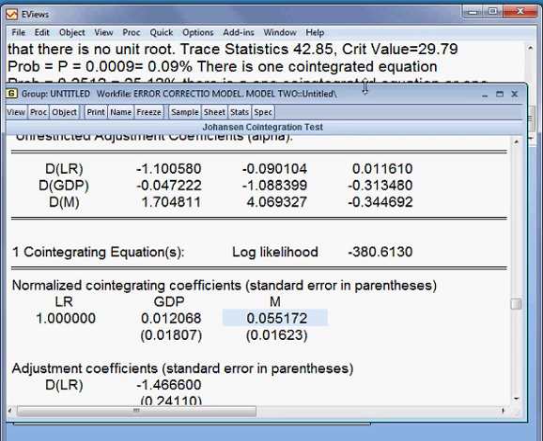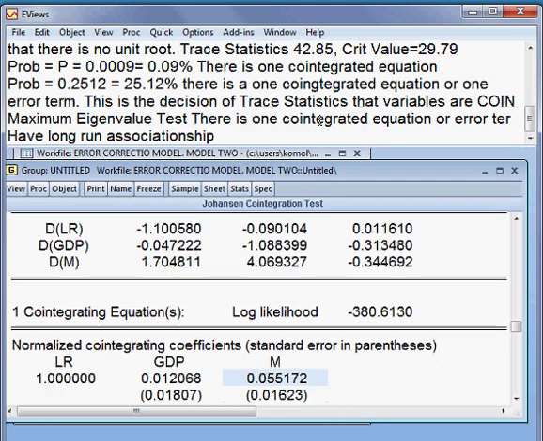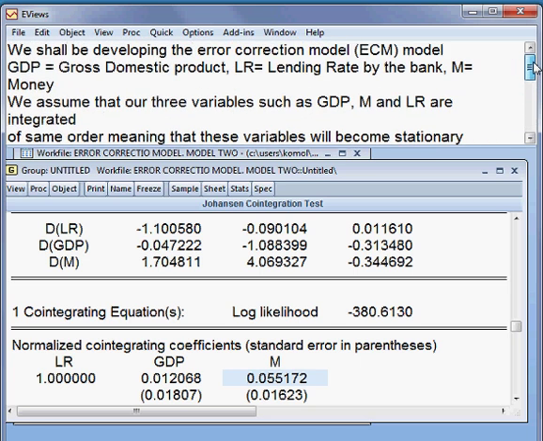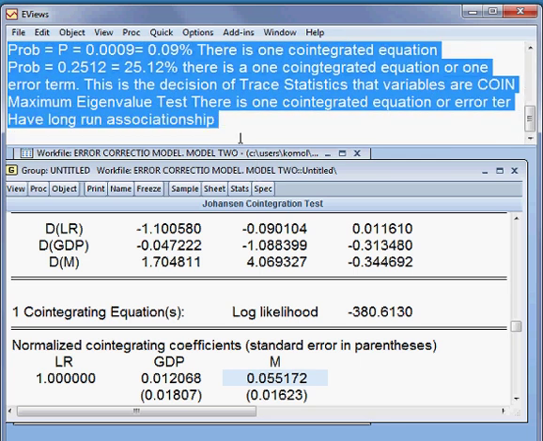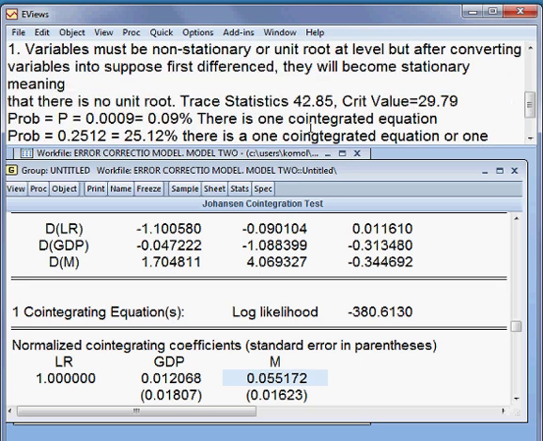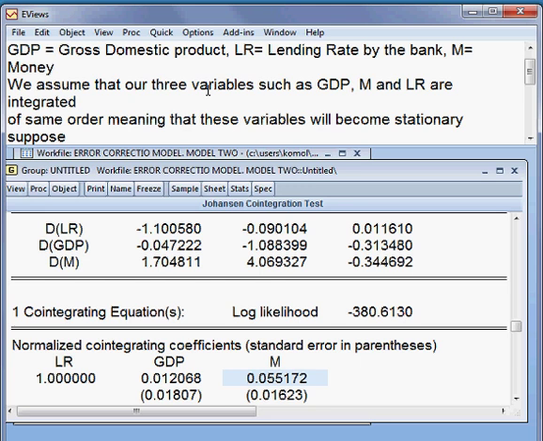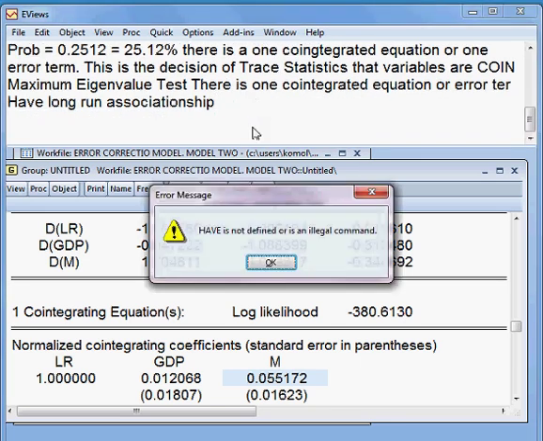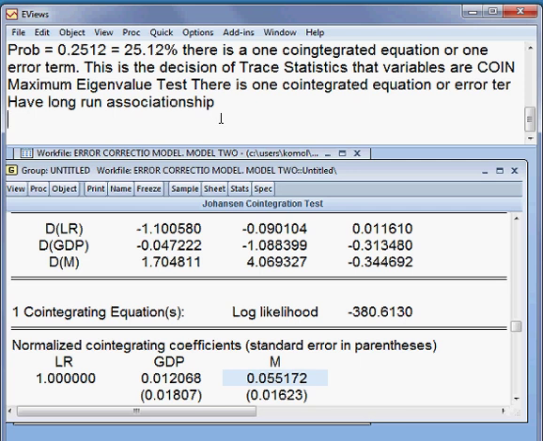Okay, now what is happening here? For this model, all the variables are co-integrated, right? That we have seen already. So all the variables are co-integrated, so we can run the vector error correction model, right?